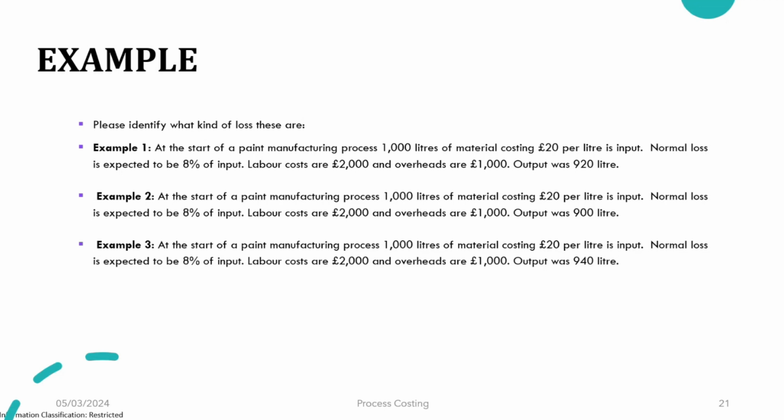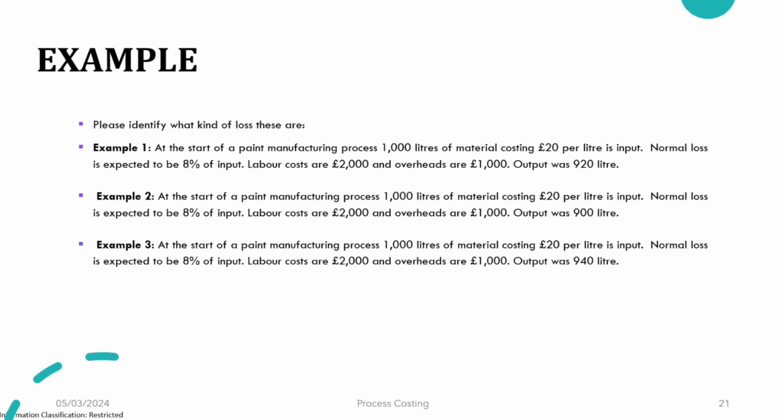We don't know what happens to these 20 liters. It should produce 920 liters, but only produces 900. That's abnormal loss. So this is normal, and this is abnormal. Example 3: is it abnormal? Yes, because normal is 920. This is 940. Is this abnormal gain or abnormal loss? Abnormal gain. So this is 20 liters more than expected, then it's abnormal gain. This is abnormal loss. This is normal loss.